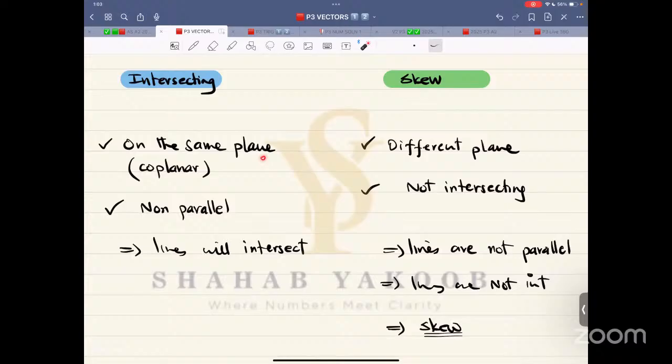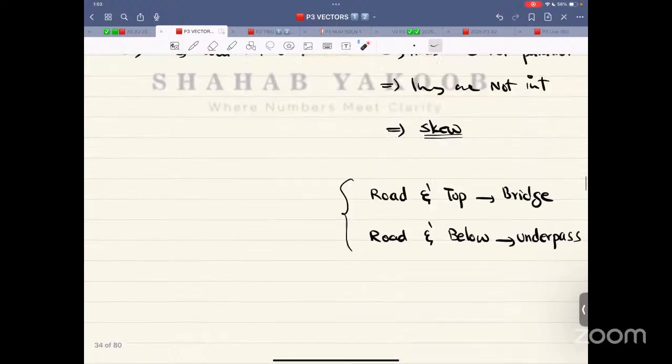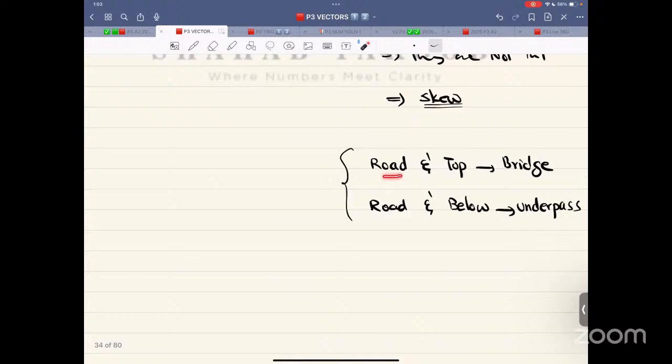Intersecting on the same plane, coplanar, non-parallel, lines will intersect. Skew, different planes, not intersecting, lines are not parallel, lines are not intersecting, such as skew lines. For example, you are on the road and on the top there is a bridge. You are on the road and below there is an underpass going. So these are examples of skew lines. They usually don't use the terminology of skew. They simply say do not intersect.